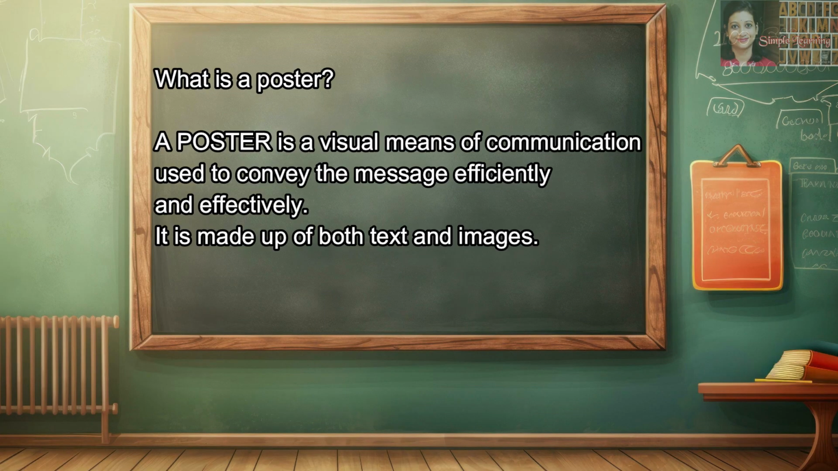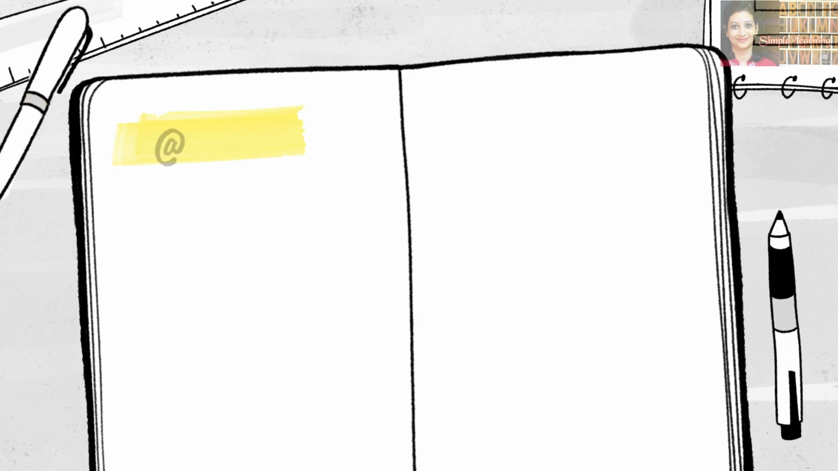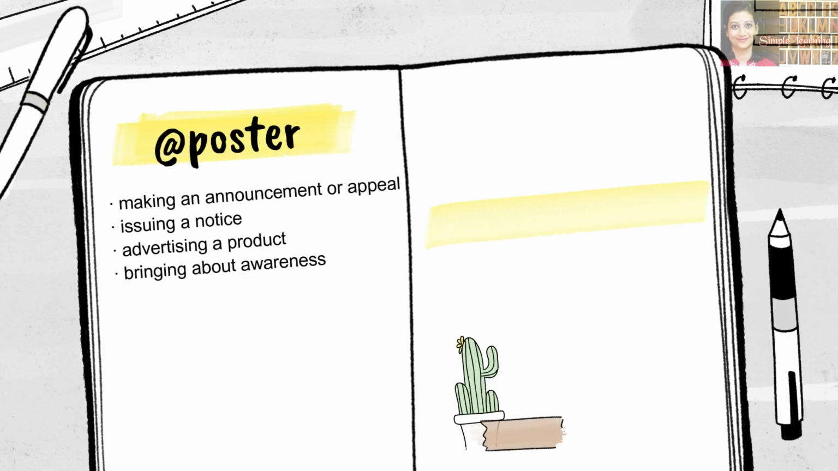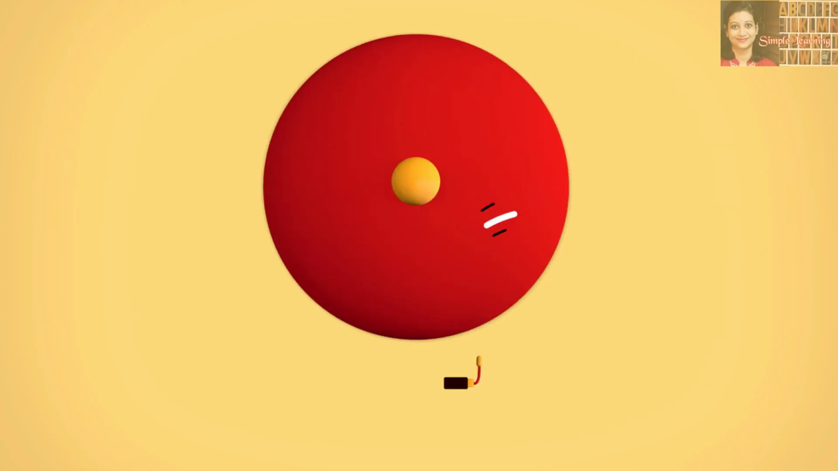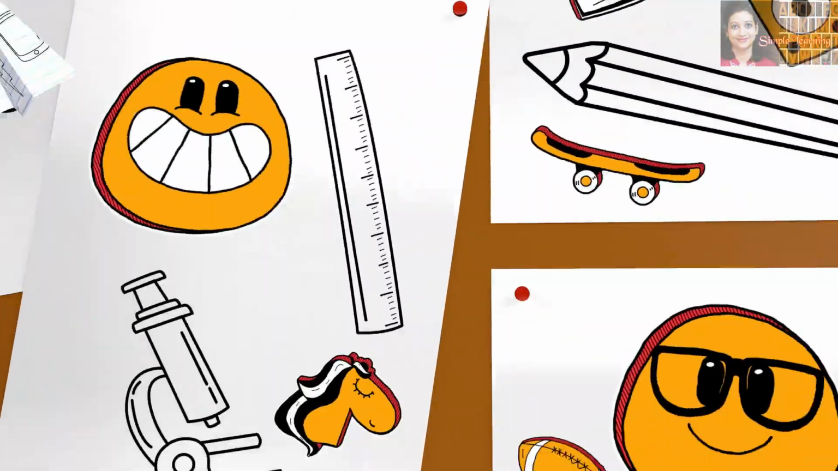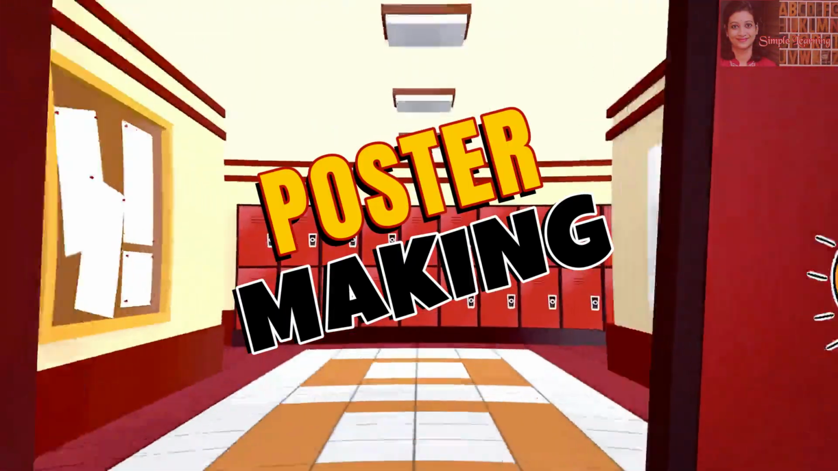A poster is a visual means of communication used to convey the message efficiently and effectively. It is made up of both text and images to make it eye-catching as well as informative. It is used for making an announcement or appeal, issuing a notice, advertising a product, or bringing about awareness on any issue of public interest. And the art of making a poster is called poster making.